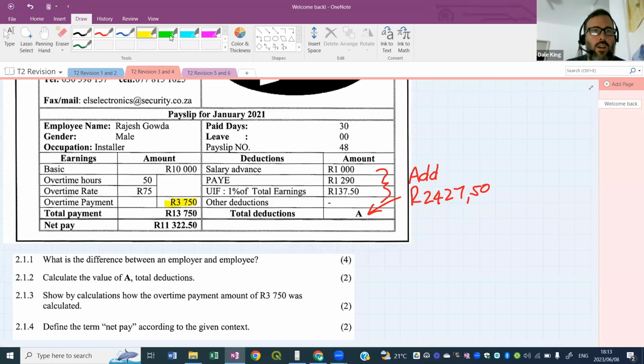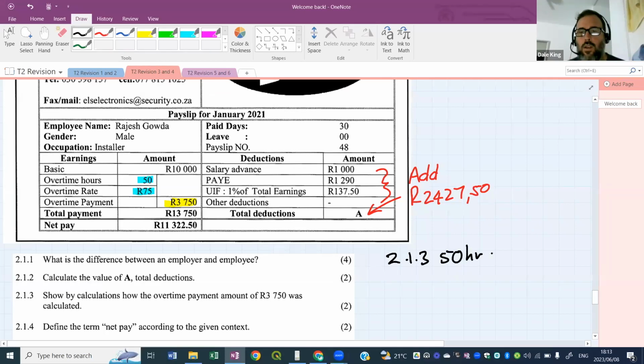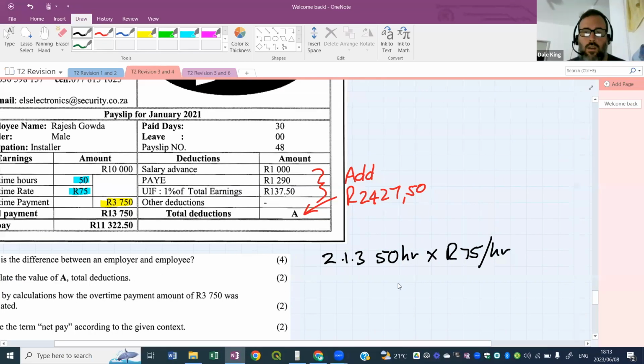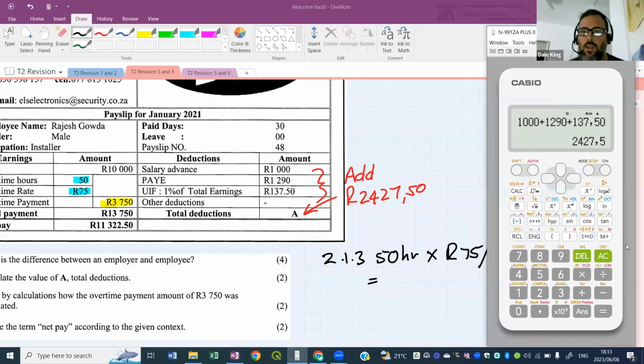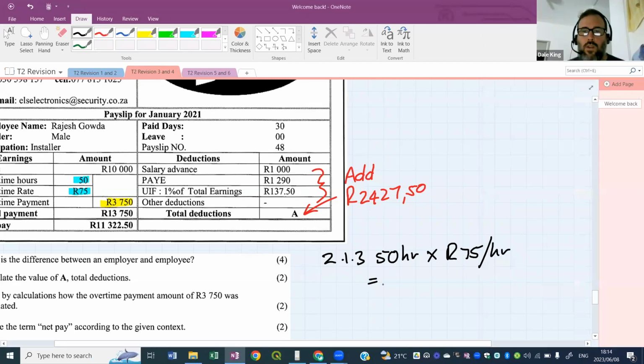This overtime amount is made up of the hours, which is 50, and the rate, which is obviously 75 Rand per hour. How was this 3750 calculated? We've got an answer from someone on the screen already. So I'm just going to write here 213. It's 50 hours, and I'm writing all my units, as you should too, 75 Rand per hour. And this gives us, sorry, we're checking here, 50 times 75. Yes, that gives us 3750.